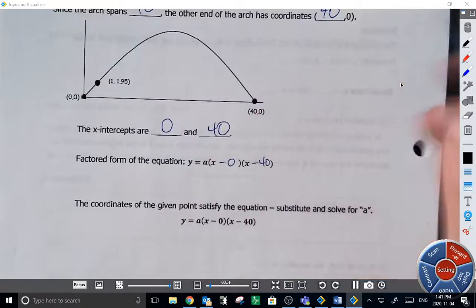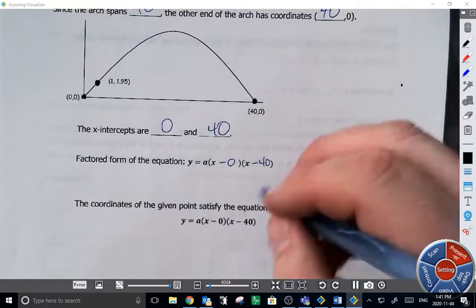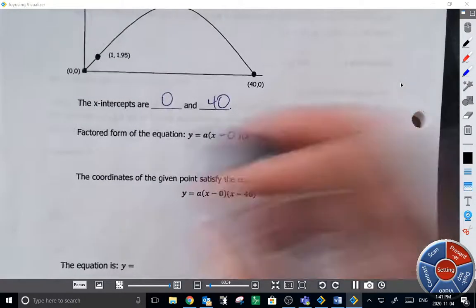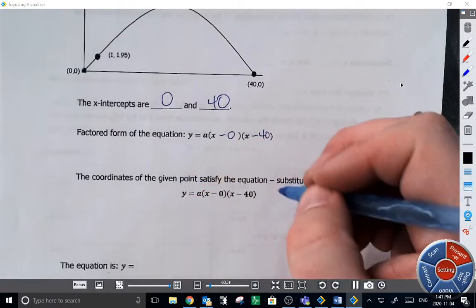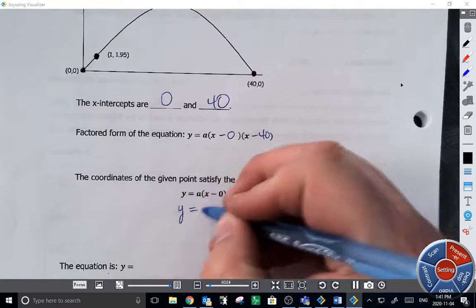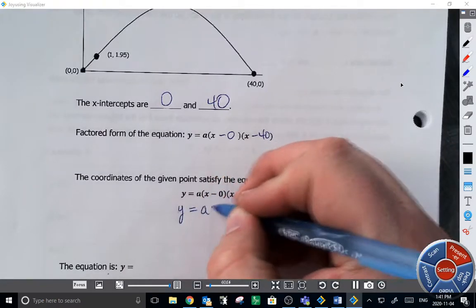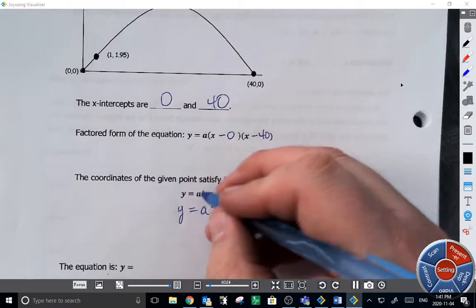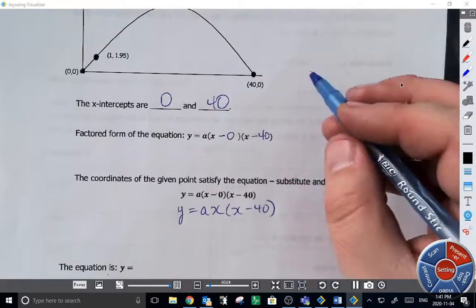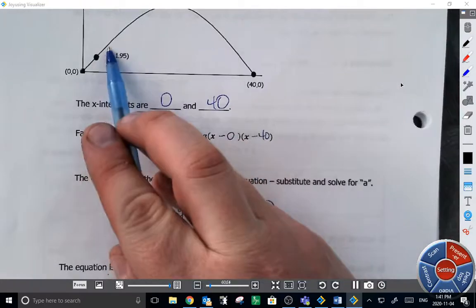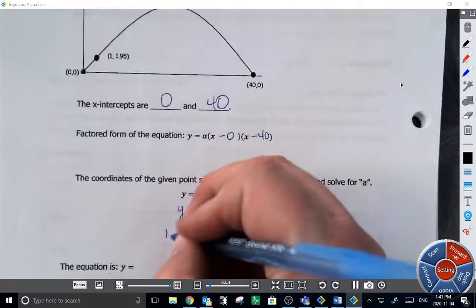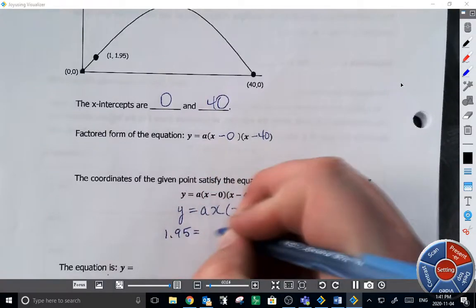And here's where I maybe messed up a little bit: I should have simplified this. The coordinates of a given point satisfy this equation. So before I plug those points in, let me simplify this a little. x minus 0 is kind of a waste of time, so I'll just say x. So a times x minus 40. And I am told that the point 1, 1.95 satisfies this equation. So when y is 1.95, x is 1.